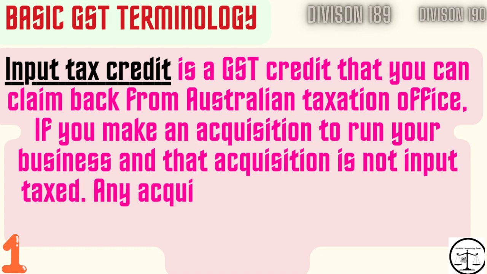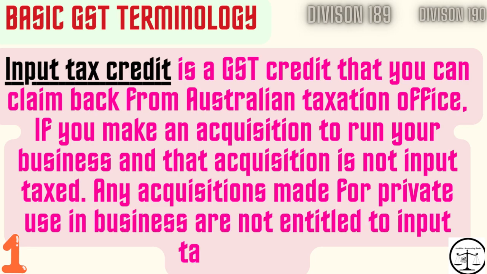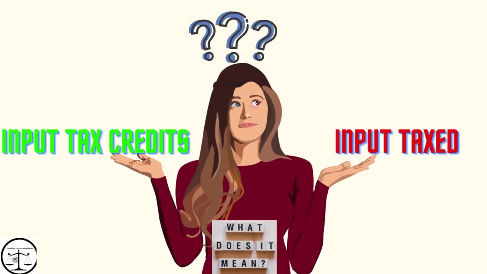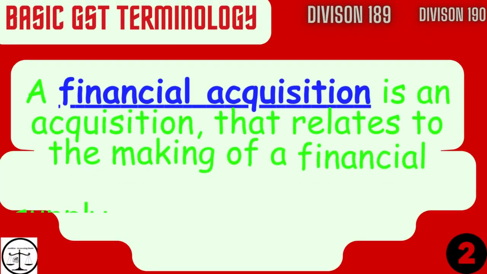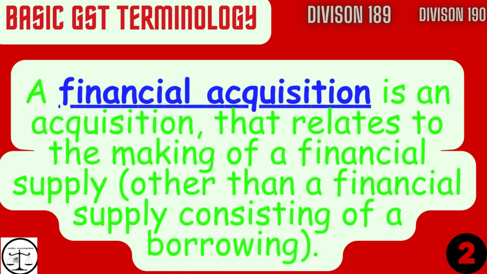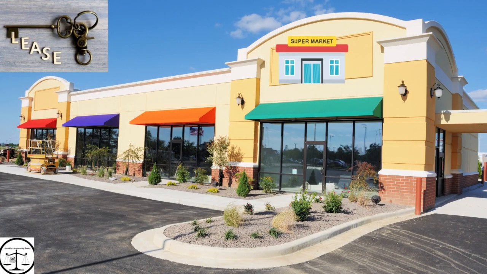Any acquisitions made for private use in business are not entitled to input tax credits. Friends, please don't get confused by input tax credits and input tax. Both are different terms and have different meaning. 2. Financial acquisitions. A financial supply is input taxed and has any other meaning given by the regulations. A financial acquisition is an acquisition that relates to the making of a financial supply, other than a financial supply consisting of a borrowing. For example, long-term lease, commercial residential purpose.